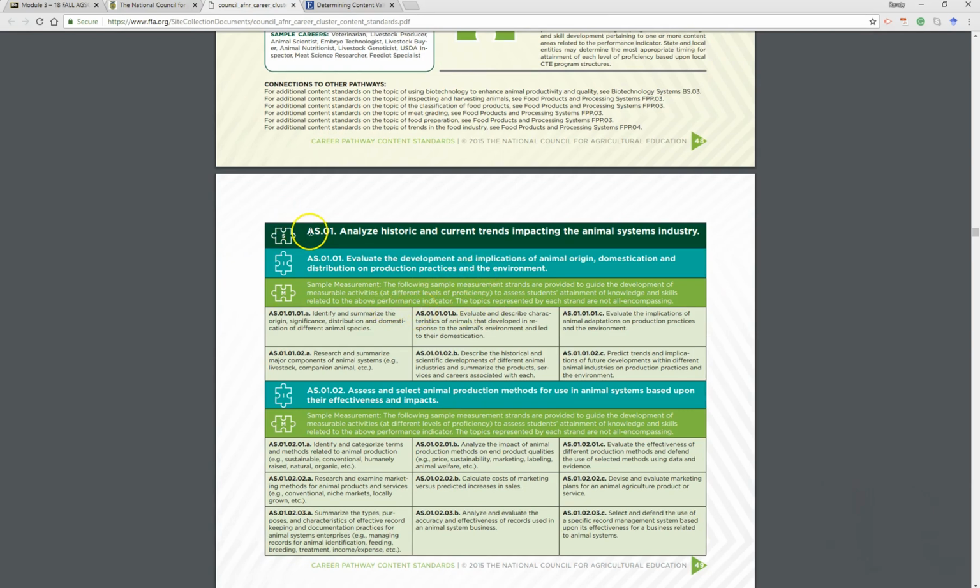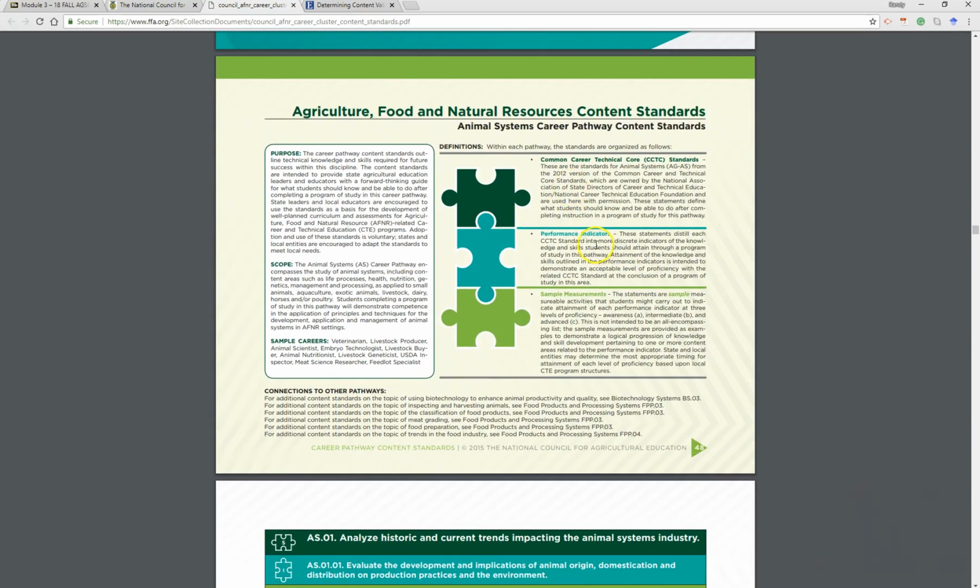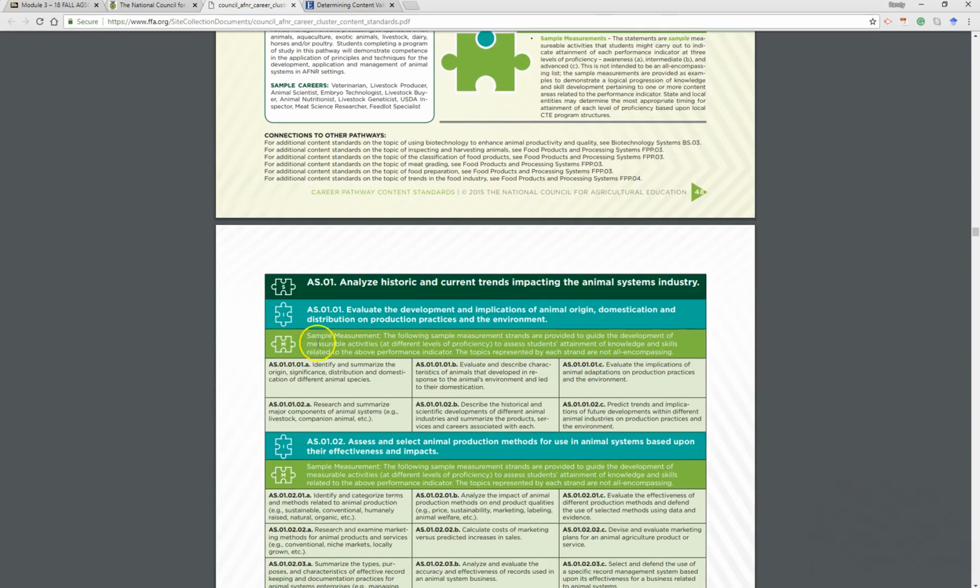And within this area, we can see AS, Animal Science, Area 1: Analyze historic and current event trends impacting the animal systems industry. Underneath of that, it breaks it down into more sub-levels, you might call it. And we look at this I and this M area. So these are performance indicators and sample measurements. So what we see here is the indicators.